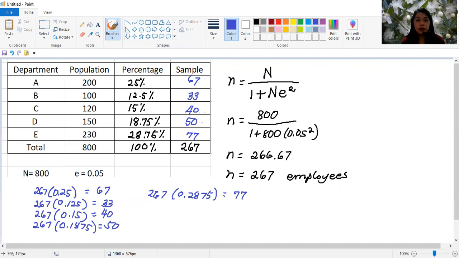So how are we going to select these employees? They should be randomly selected from each department. Okay, so you can do the lottery method for this one. So select 67 from Department A. So we select 67 from the 200, 33 from the 100, 40 from the 120, 50 from the 150, and 77 from the 230, making sure that the proportions seen in the population are also present in the sample.